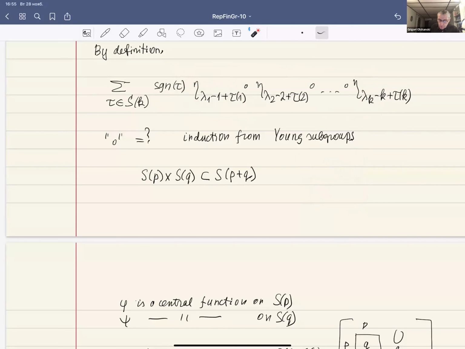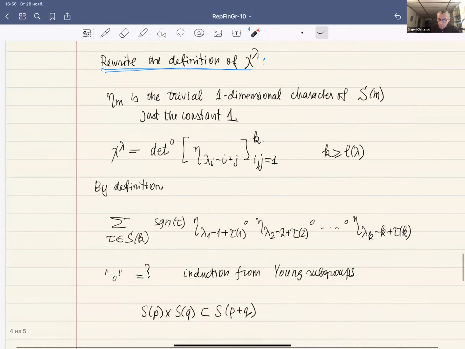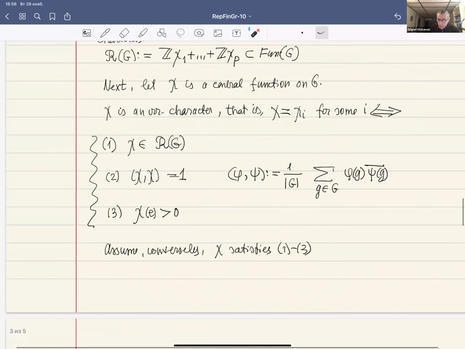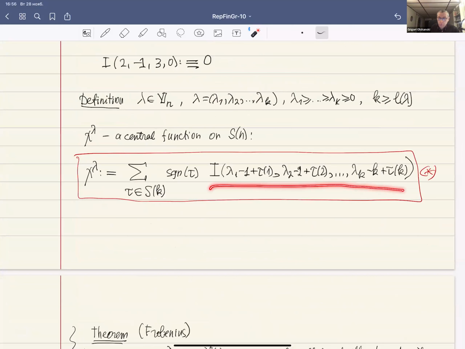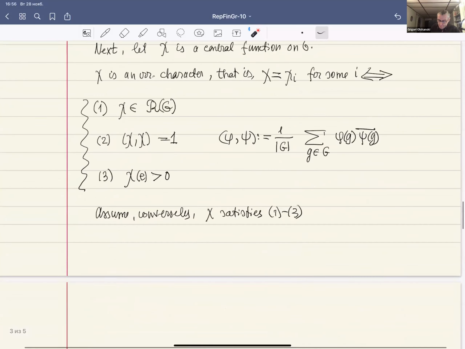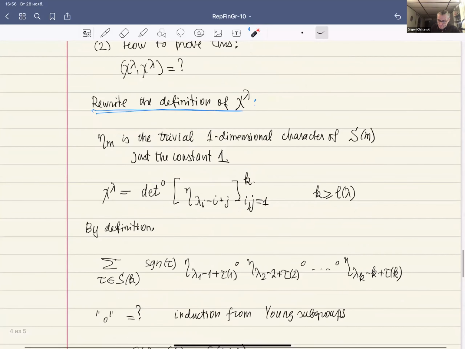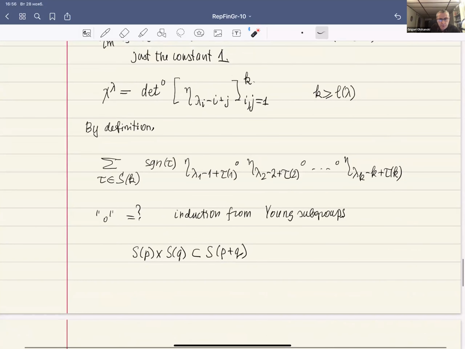So this is the same as the initial definition. This is the same because these induced characters are exactly this induced product, this product of circles. So this is the same. I just rewrote this. Okay? If there are some questions, please ask.